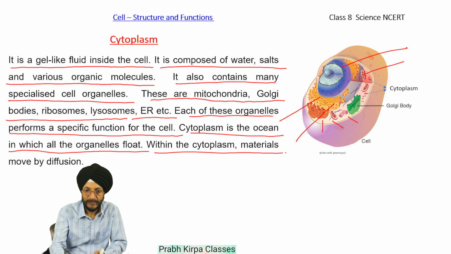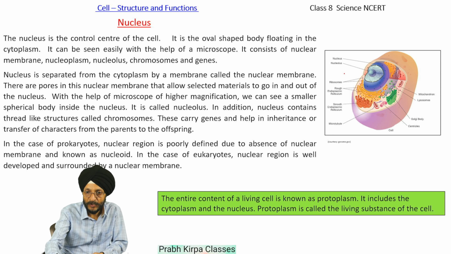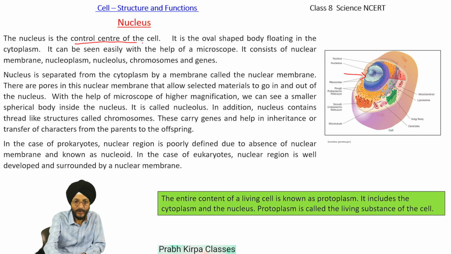Within the cytoplasm, materials move by diffusion. Now we discuss an important part of the cell, which is known as the nucleus. The nucleus is the control center of the cell. It is an oval-shaped body. You can see here that it is an oval-shaped body which is floating in the cytoplasm. We can see the nucleus easily with the help of a microscope.